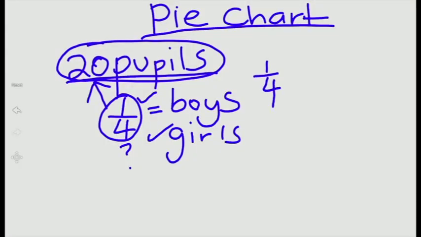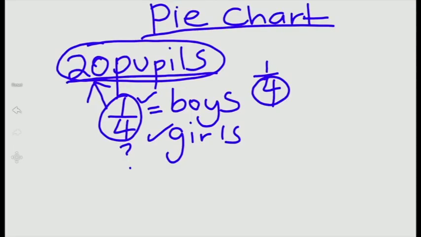1/4 is for the boys. And from the previous lesson, we learned that for a fraction to be a whole number, the numerator must be equal to the denominator. In this case, we've got a denominator of 4.